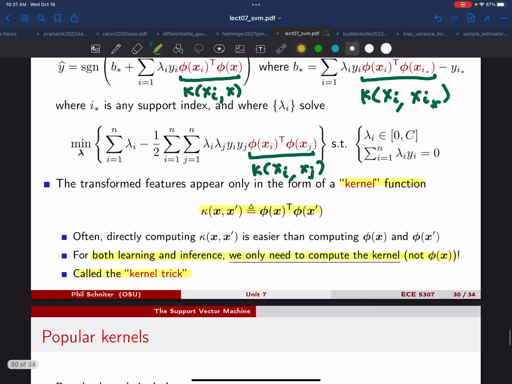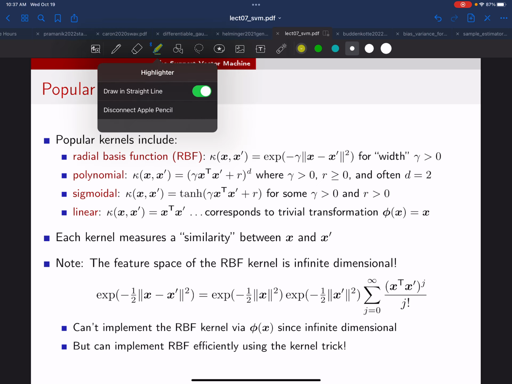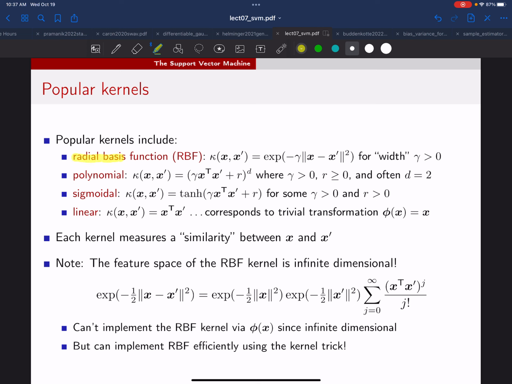Okay, so what kind of kernels are popular? These are the ones that are implemented in sklearn. And the first one is by far the most popular. It's the radial basis function. So the first thing to keep in mind is all these kernels are just similarities. It's a way of measuring similarity between the two different input vectors, x and x prime.